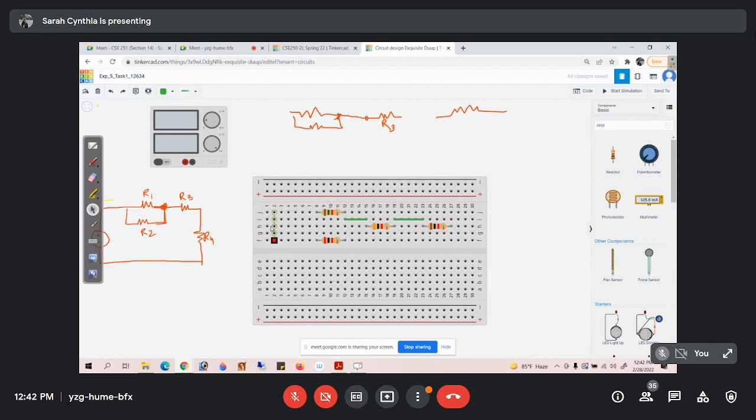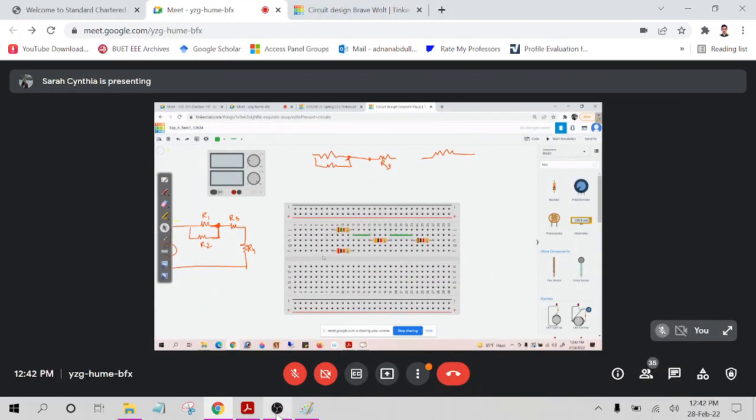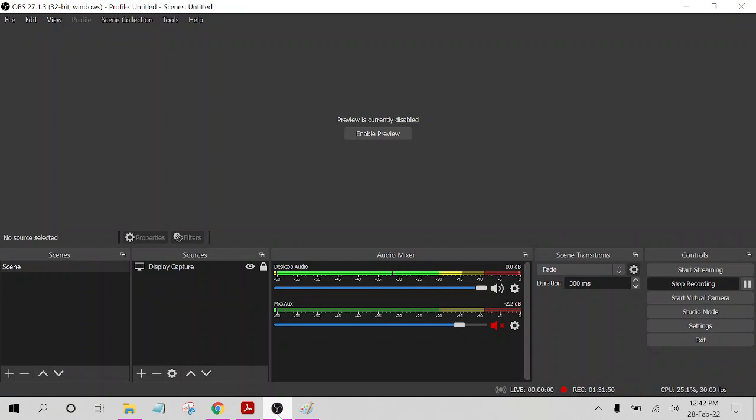Up to this point, did we all build this part of the circuit? Yes, ma'am. Does anyone have any question regarding the connections?